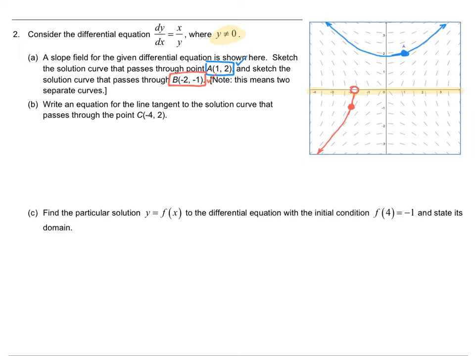Let's move on to part B. Part B says write an equation for the tangent line to the solution curve that passes through the point (-4, 2). So I know what you're thinking.